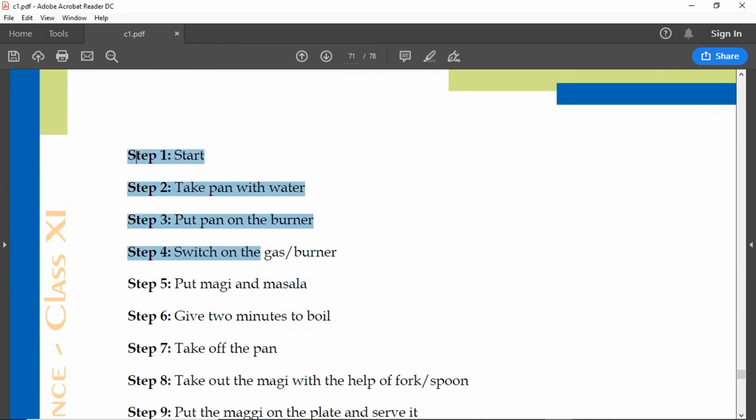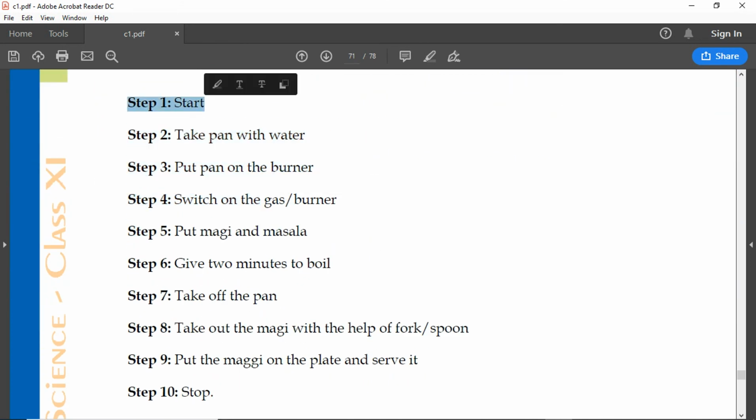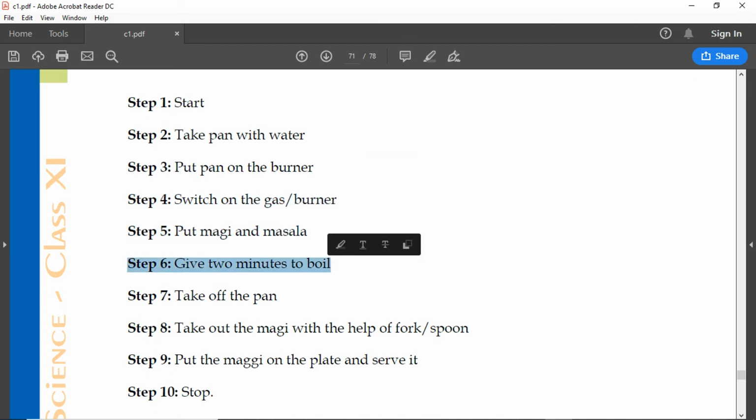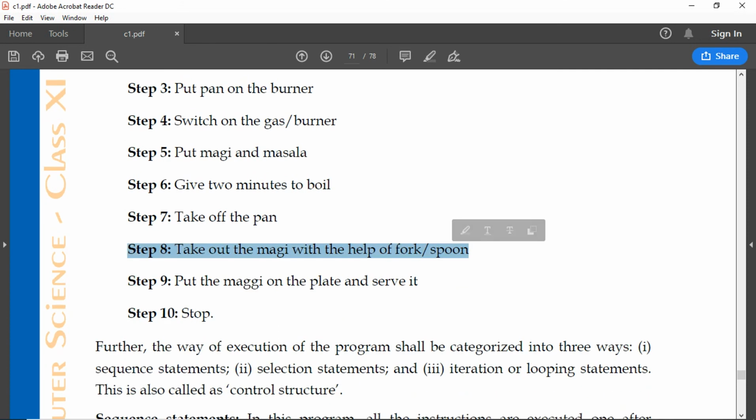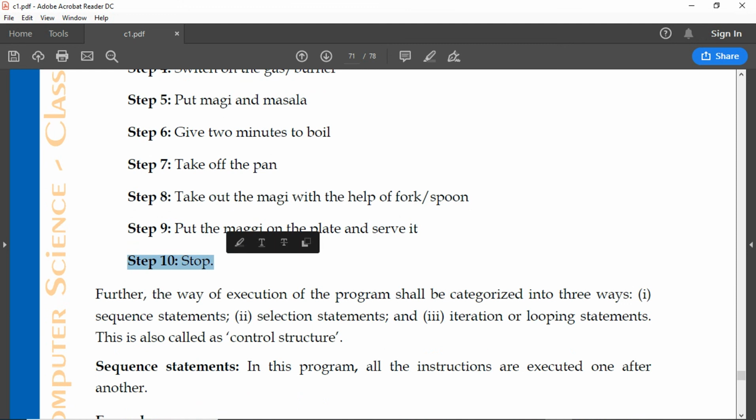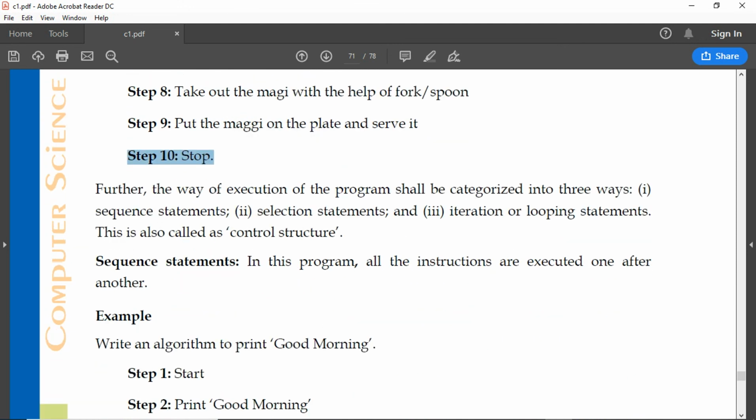Step 1, start. Step 2, take pan with water. Step 3, put pan on the burner. Step 4, switch on the gas/burner. Step 5, put Maggi and masala. Step 6, give 2 minutes to boil. Step 7, take off the pan. Step 8, take out the Maggi with the help of fork/spoon. Step 9, put the Maggi on the plate and serve it. Step 10, stop.